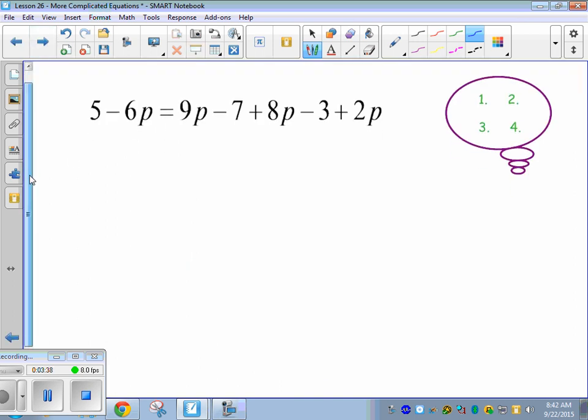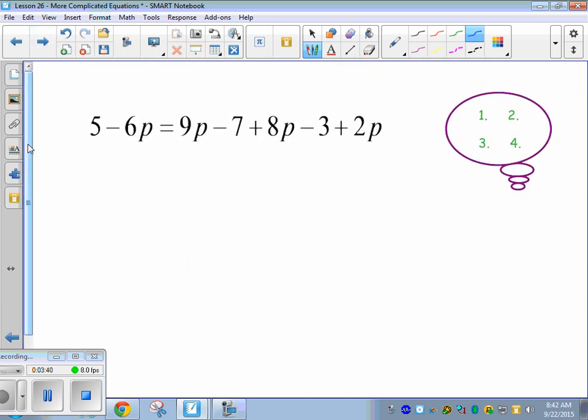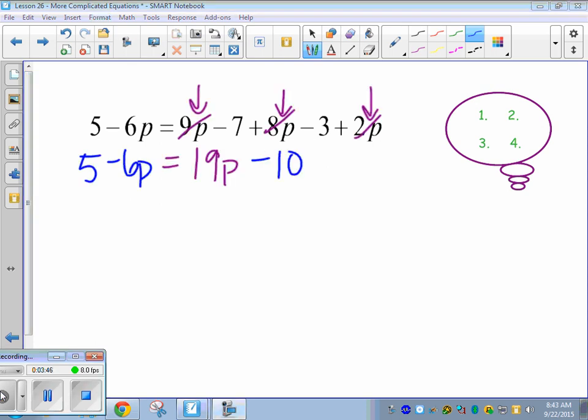All right. Go ahead and write this problem down. All right, now we've combined these like terms. And Riley, what's my next step? So yeah, Riley says we should add 6p to both sides, and I agree.